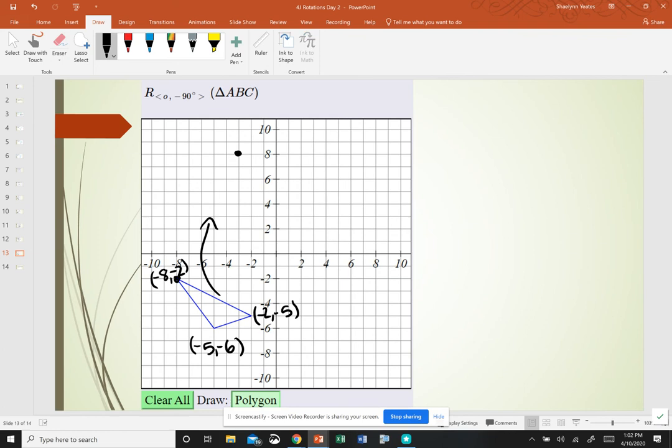So that point here is now here. And then I'm going to go to negative 2, negative 5. So that's there. And then negative 5, negative 6. That's not negative 5. This is negative 5. There we go. Okay, and then I connect these dots. And then I literally just took that triangle and rotated it negative 90 degrees. All right, that's it for today.